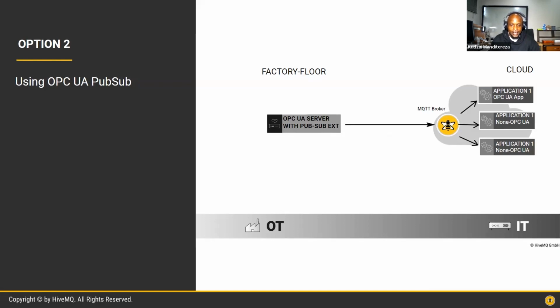Now, unlike a gateway, this is a functionality that you build into the OPC UA server itself as an extension. So the PubSub functionality lives inside the OPC UA server. It's not an external feature like having a gateway on a subnet. And then you can use some tools to configure that PubSub server.